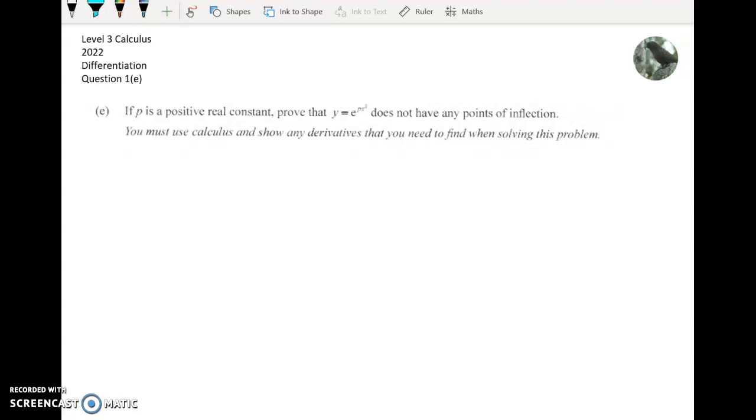So we're told that we've got P, which is a positive real constant, and we have to prove that y is equal to e to the p x squared does not have any points of inflection. And of course, we have to use calculus and show any derivatives that we need to find.